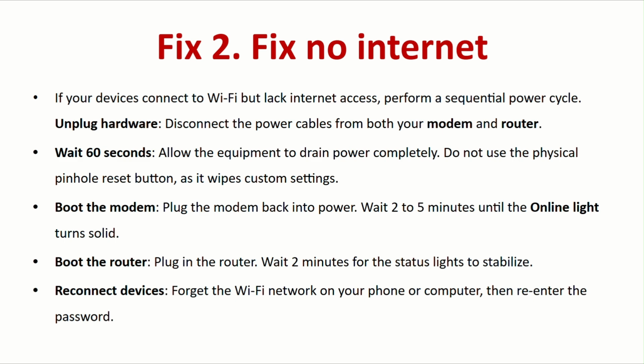Now, plug the modem back into power. Wait for 2 to 5 minutes until the online light turns solid. Then plug in the router. Wait 2 minutes for the status lights to stabilize. Then plug the modem back into power. Wait for 2 to 5 minutes until the light turns solid. Now plug in the router, wait 2 minutes for the status lights to stabilize. Then forget the Wi-Fi network on your phone or computer and re-enter the password.